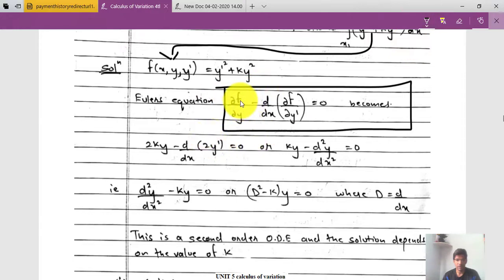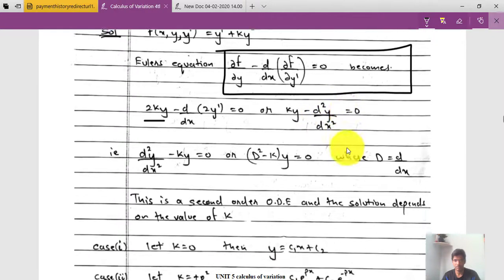When I differentiate my given function with respect to y, keeping other factors constant, this becomes 2ky, minus d by dx of dou f by dou y prime. So dou f by dou y prime turns out to be 2y prime. Since 2 is common, if I divide by 2, the equation turns out to be ky minus d square y by dx square, which is equal to 0.